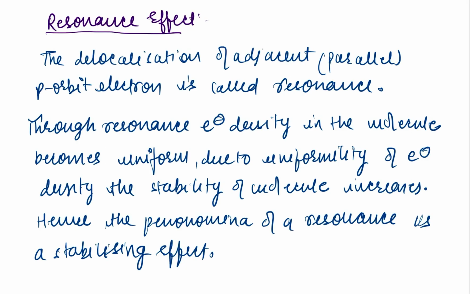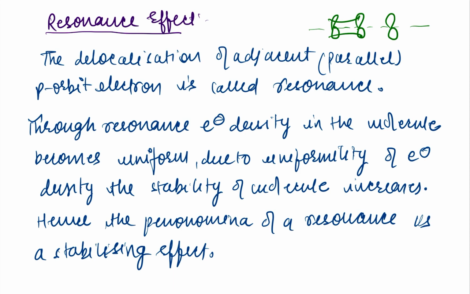So today we're going to talk about the resonance effect. So what is a resonance effect? It is the delocalization of adjacent or parallel p orbital electrons. We have two parallel p electrons which are adjacent to each other. So with the movement of electrons, the electron density of the molecule becomes uniform.